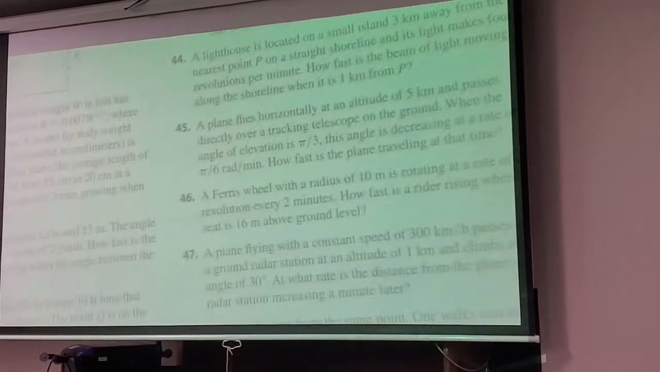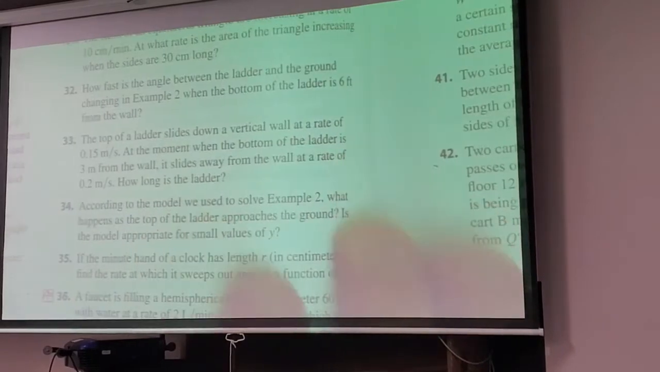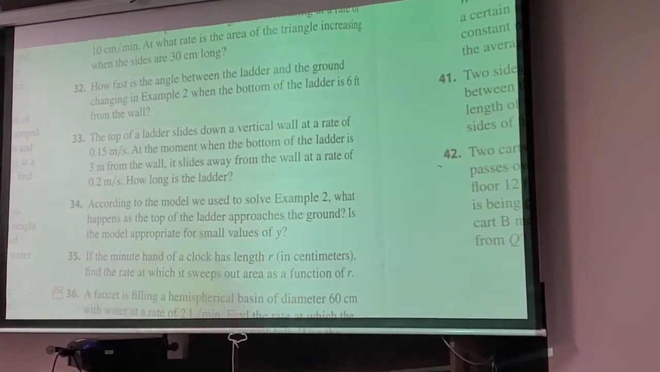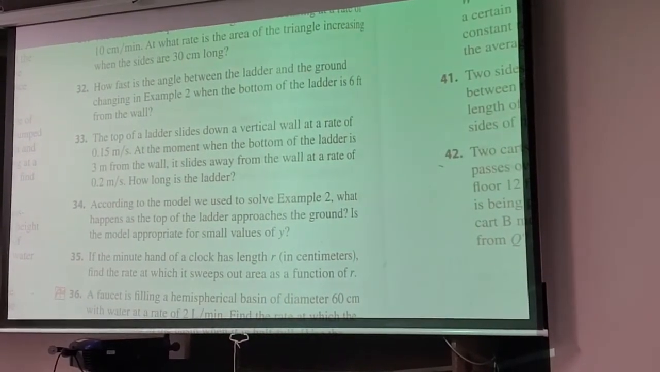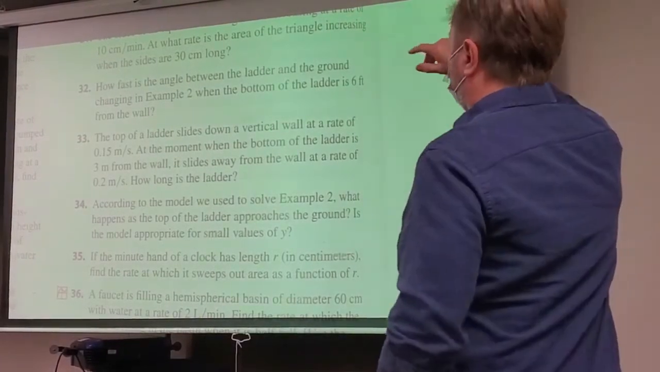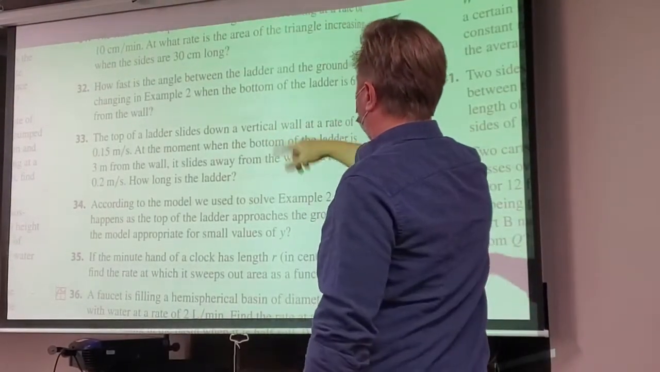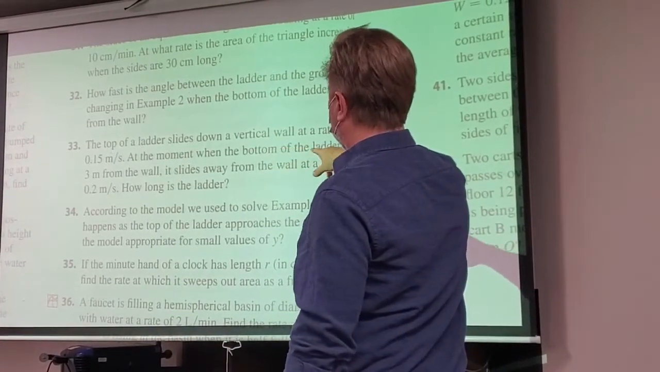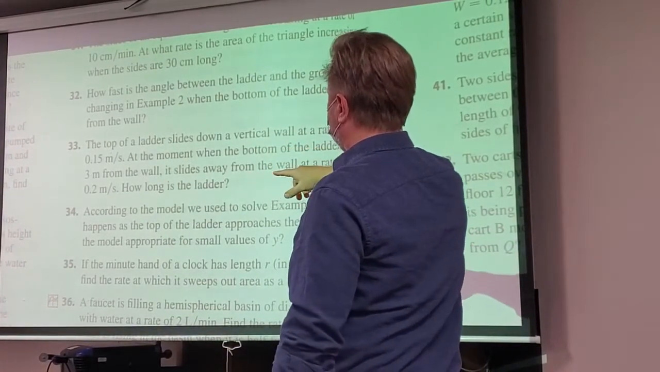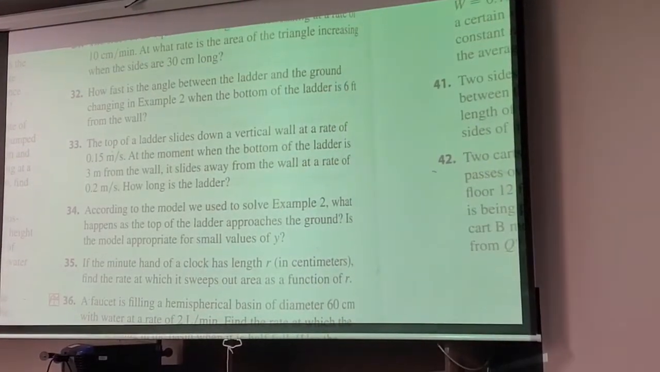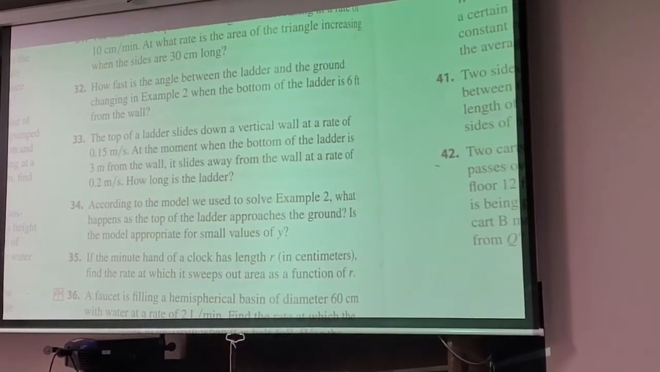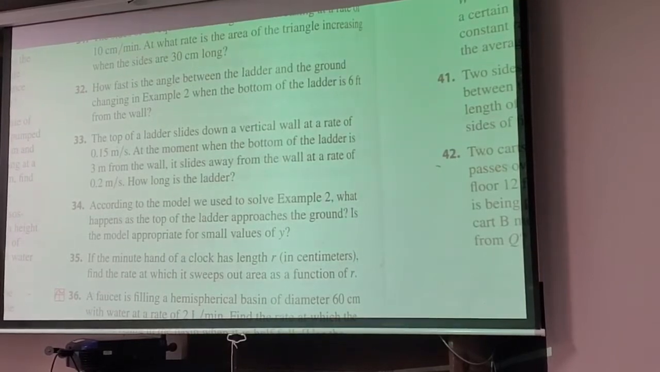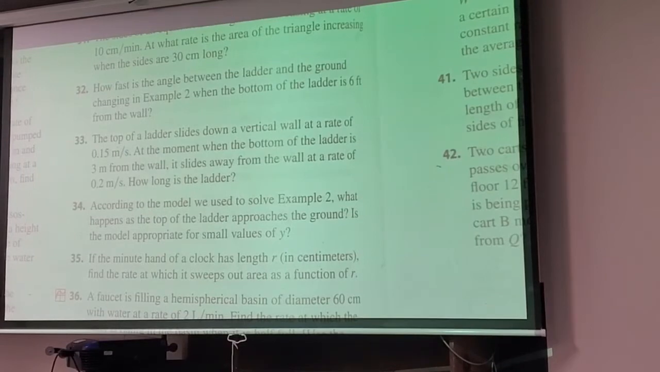Number 33, you said? Yes. All right, so the top of a ladder. They love sliding ladders. It's kind of funny. The top of a ladder slides down a vertical wall at a rate of that. At the moment when the bottom of the ladder is 3 meters from the wall, it slides away from the wall at a rate of that. All right, I love it. So this is kind of backwards because they're asking you how long the ladder is. They're not asking us for any rates of change because they gave us all the rates of change.